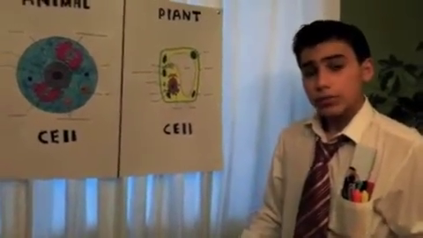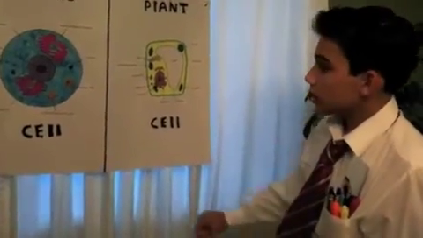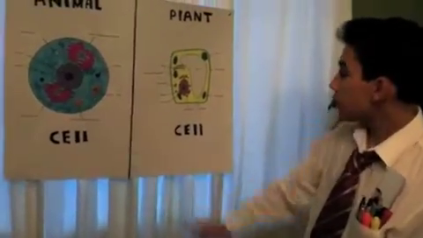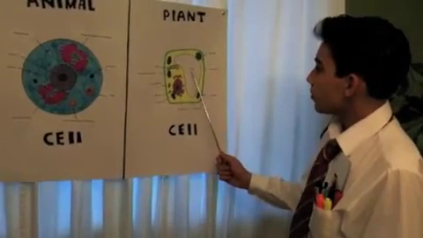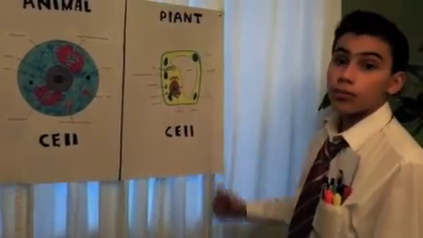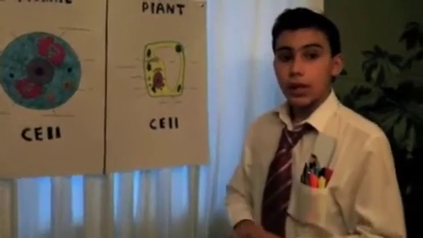But wait, there are some things that I do not see in this cell, like the chloroplast and the vacuole, along with the cell wall. This is how plant cells are special.